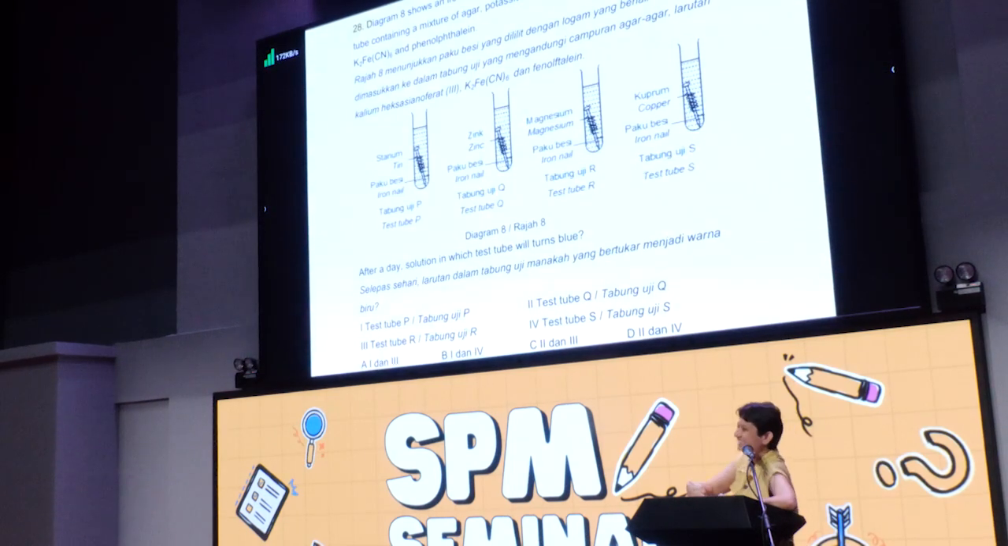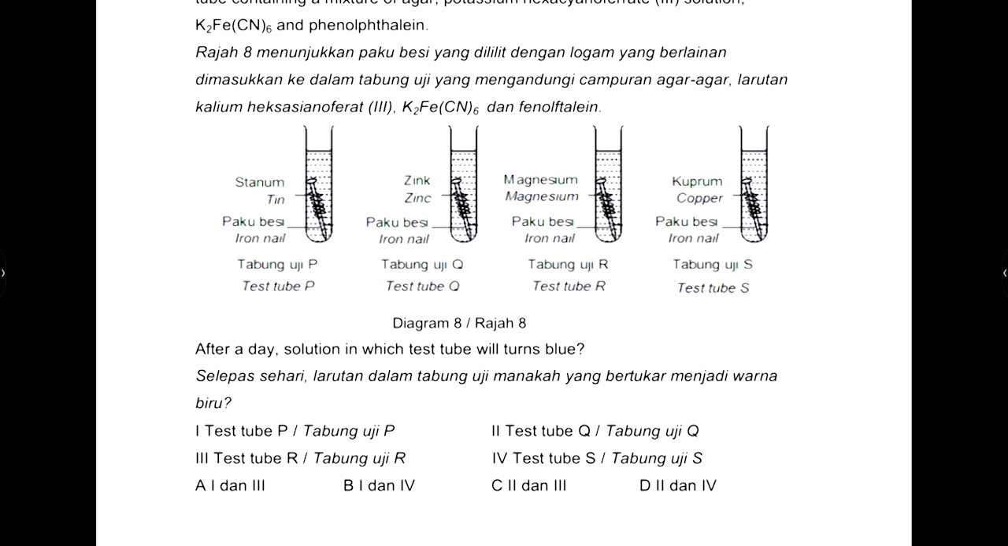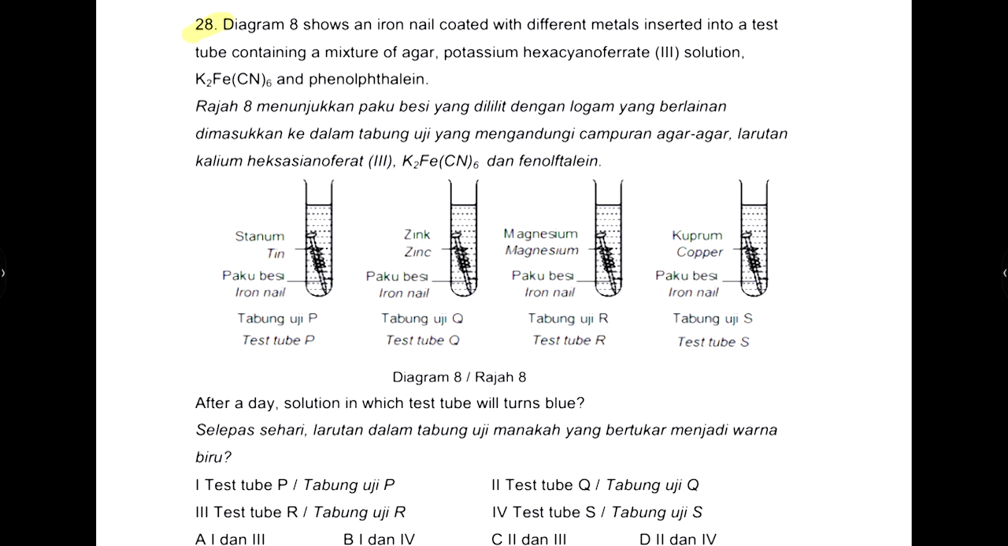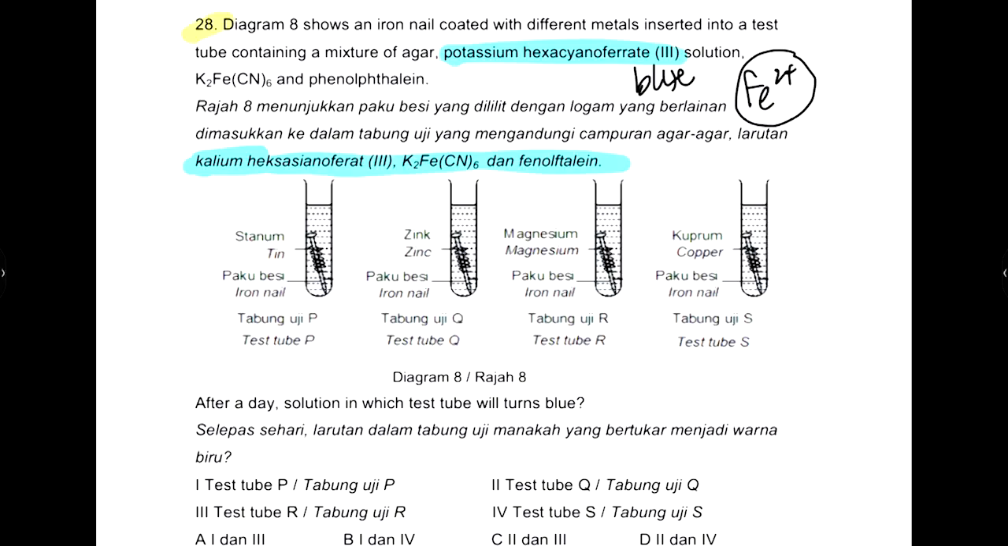Now answer this question. If iron rust, sekiranya logam ferum mula dioksidakan, you will produce Fe2+. Fe2+ dikesan oleh siapa? Kalium hexacyanoferrat 3. Okay? Potassium hexacyanoferrate. When it touches iron 2, it turns blue. That means if it is blue, iron rusts, corrodes. If no blue, iron no rusts.